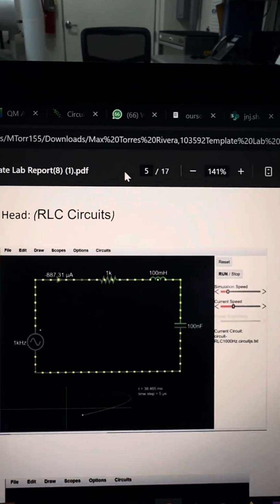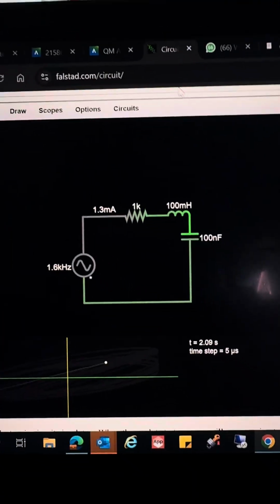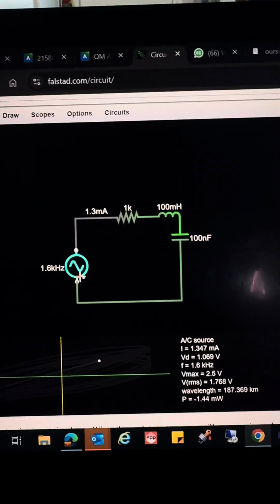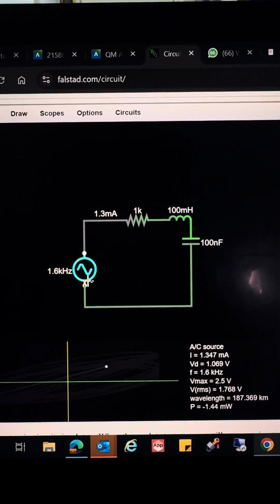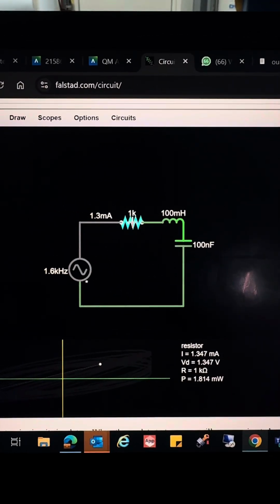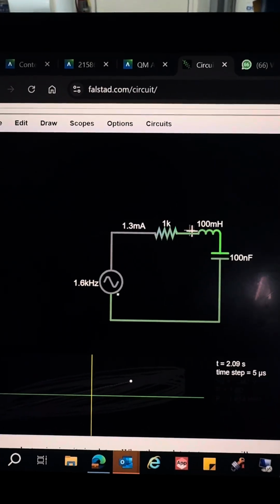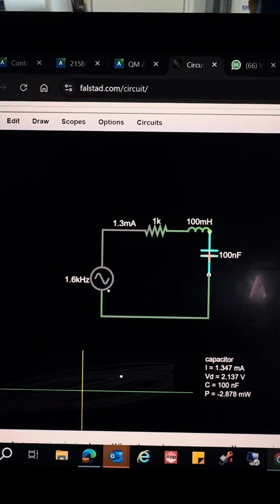So what we do, I'm going to show you live how we do it. I already have this diagram created. I have my AC source, I have a resistor, an inductor, and a capacitor.